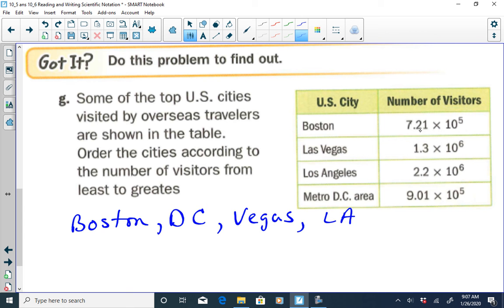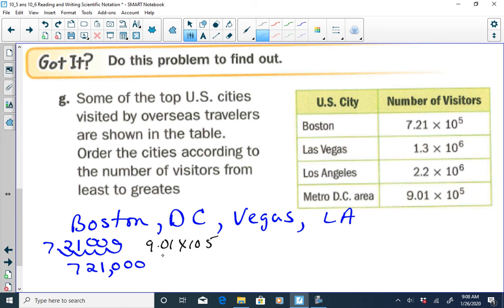So Boston, we have 7.21 times 10 to the 5th. 1, 2, 3, 4, 5, and add 3 zeros. So that's going to be 721,000 for Boston. For DC, we have 9.01 times 10 to the 5th. So that's going to be 1, 2, 3, 4, 5. That's going to be 901,000.